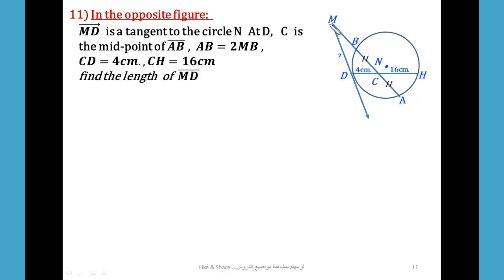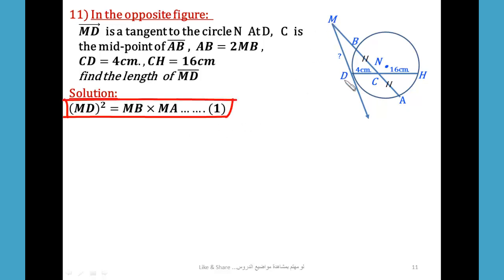What is the length of line segment MD? Here we have a question mark. Solution. MD power 2 equals MB multiply MA. MD power 2, this is the required. MD power 2 equals MB multiply the length of MA. This is a rule, as M is a point that lies outside the circle.